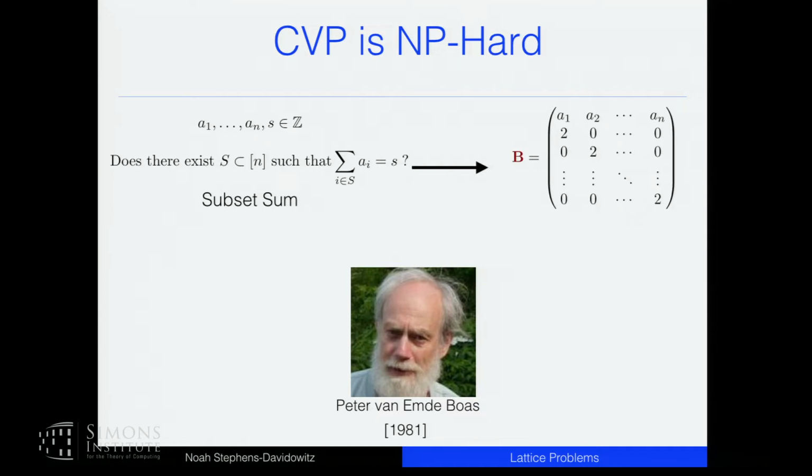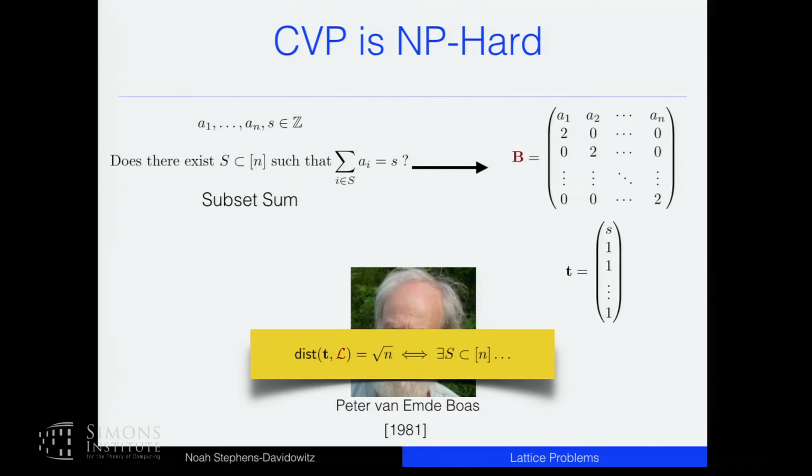So to reduce this to CVP, there's a very, very simple reduction. You construct the basis B, where the vectors in the first coordinates are a_1 through a_n, and on the bottom of the matrix, you put twice the identity matrix. And then your target is the target value s and then the all-ones vector, right? Now you stare at this for a second, and you notice that the distance between the target and the lattice is square root n if and only if there's a solution to the subset sum, right?